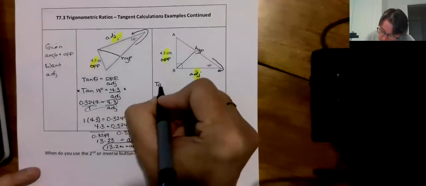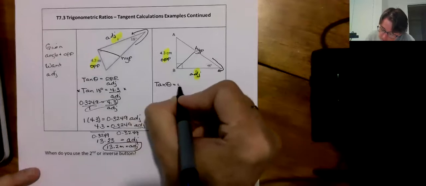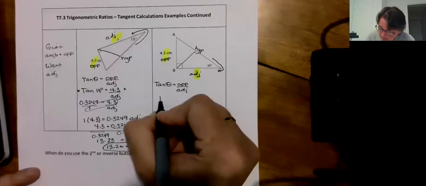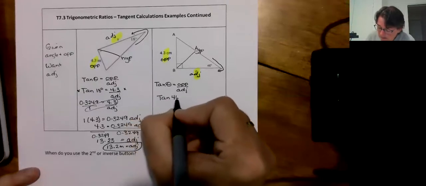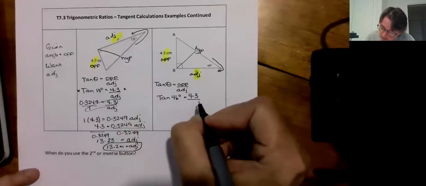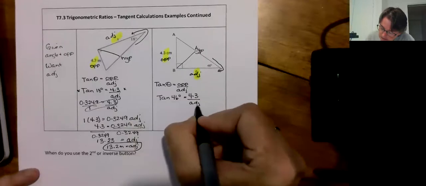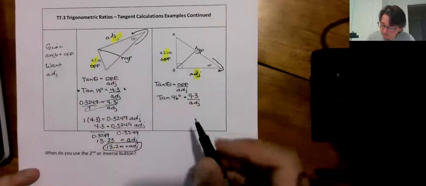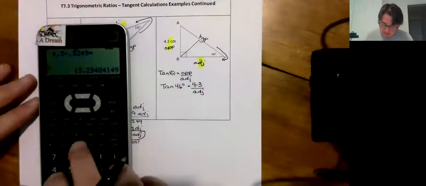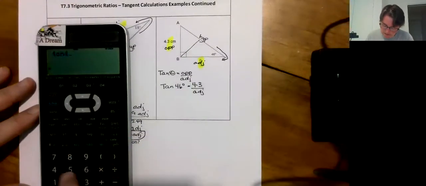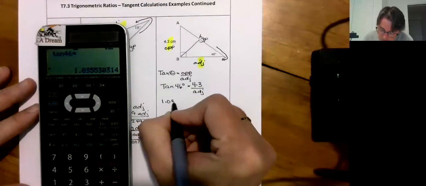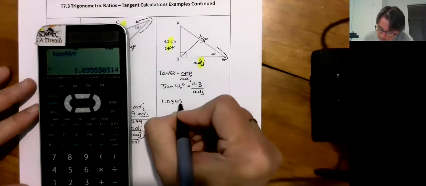So tan theta, tan, in this case 46 degrees, is my opposite 4.3 over adjacent. Yeah, they're both 4.3. That was kind of weirding me out there. All right, tangent 46. That should be different. Tangent 46 is 1.0355.